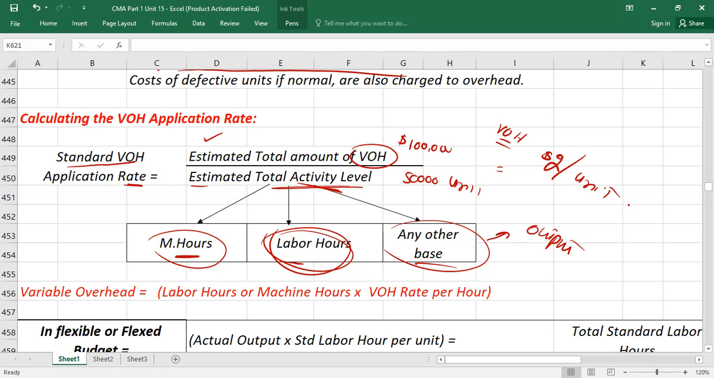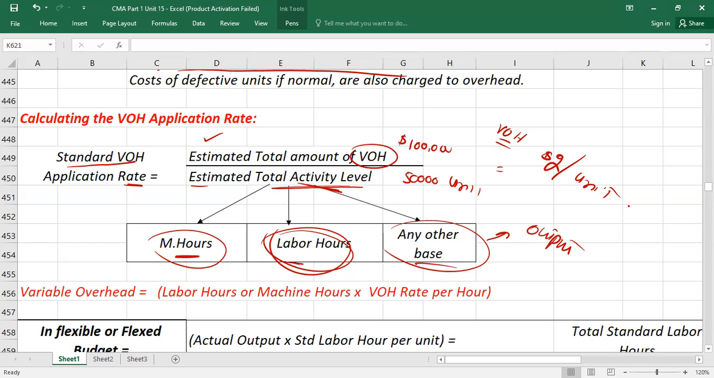In your exam, he will say a sentence like overheads are absorbed or allocated based on labor hours. It means you have to use labor hours. He would say overheads are absorbed or allocated based on machine hours. It means you have to use machine hours. Or he will say overheads are absorbed based on output. It means you have to use units as the denominator in the formula.